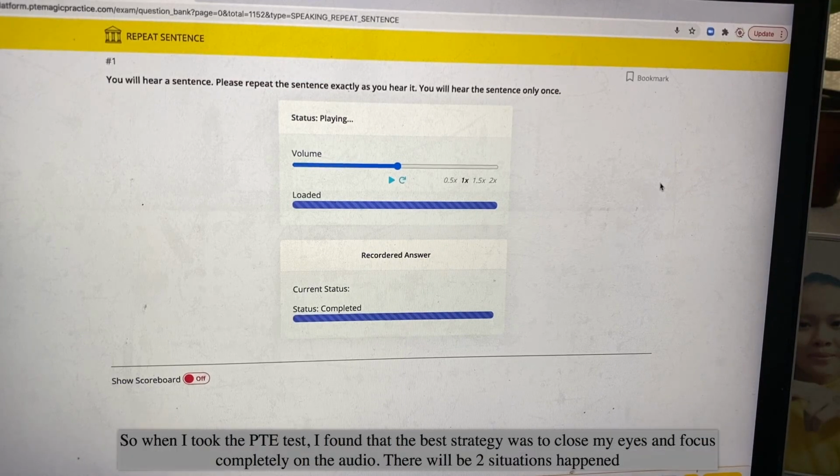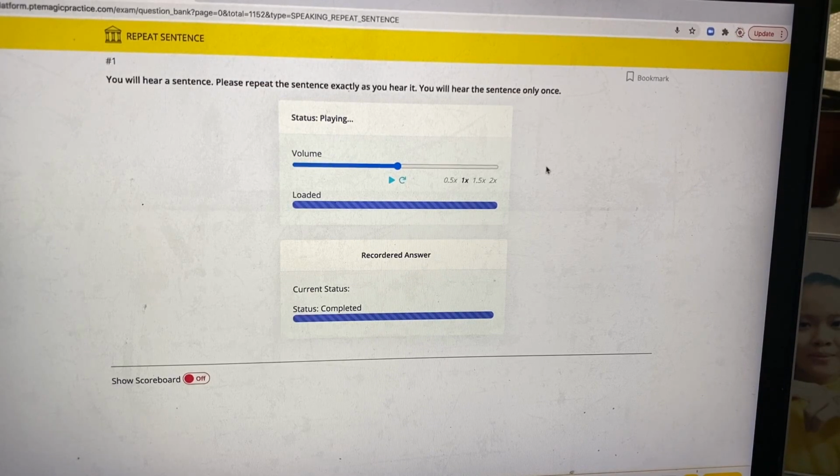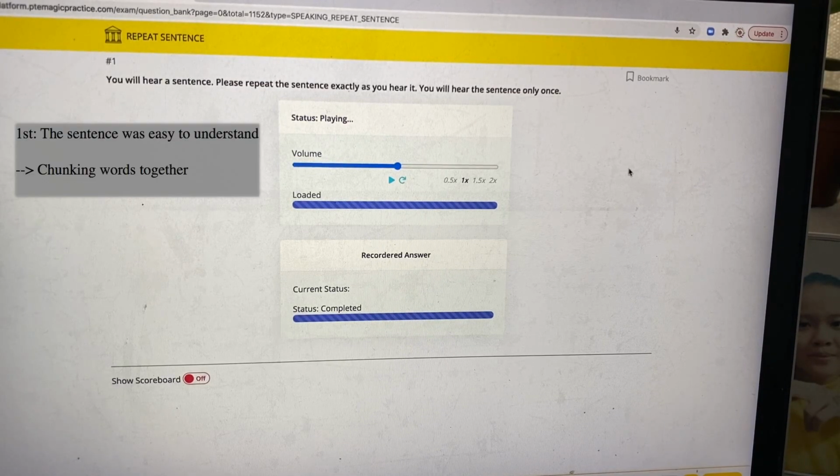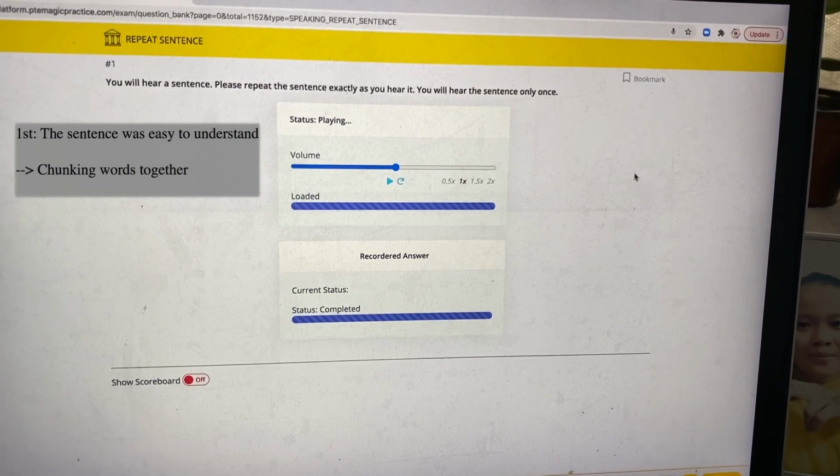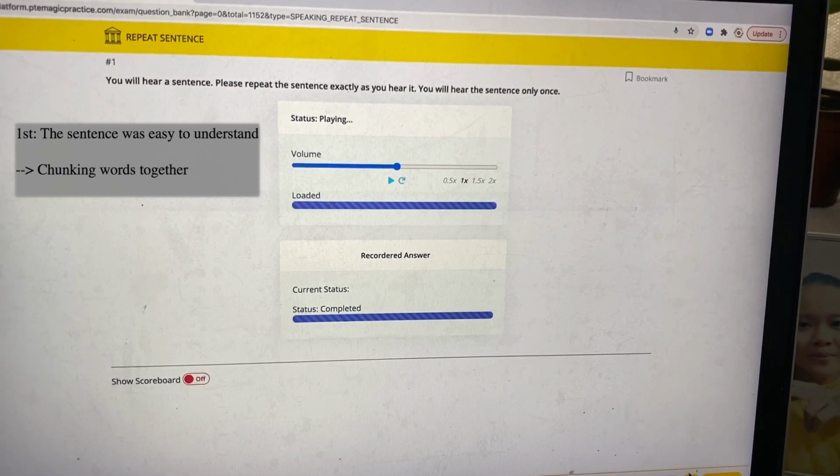When I took the PTE test, I found that the best strategy was to close my eyes and focus completely on the audio. I concluded that there will be 2 situations. The first situation is the sentence was easy to understand. In this case, I tried chunking words together as I listen. What you need to do is group words together rather than processing them individually. So I'm going to do one example.